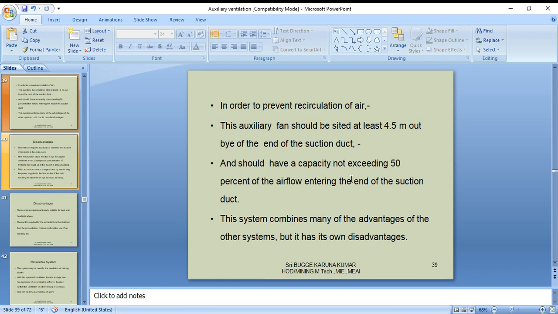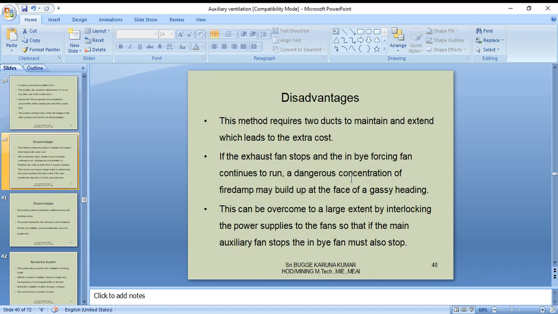This system combines many of the advantages of the other systems, but it has its own disadvantages. This method requires two ducts. That is the only important thing, to maintain and extend them, which leads to extra cost.